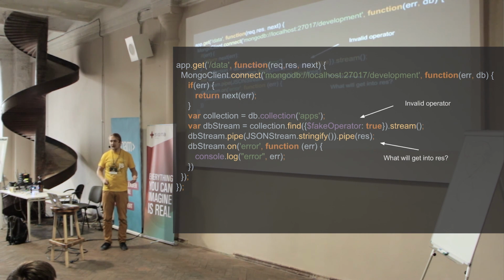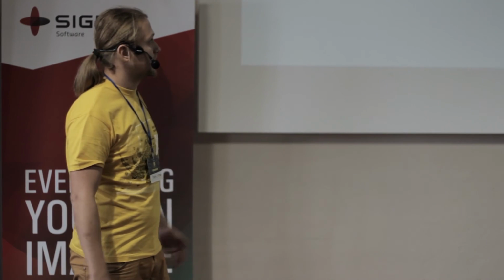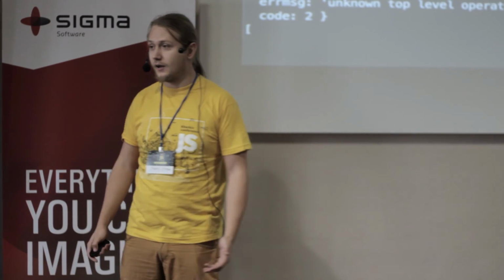So just to simulate an error in the stream, I've put a fake operator here in find, so Mongo can't handle it, obviously, and it should fail somehow. At least we should get an error here, I think. And any ideas what we'll get in the response? I'll show you. Actually, we'll get an empty array.